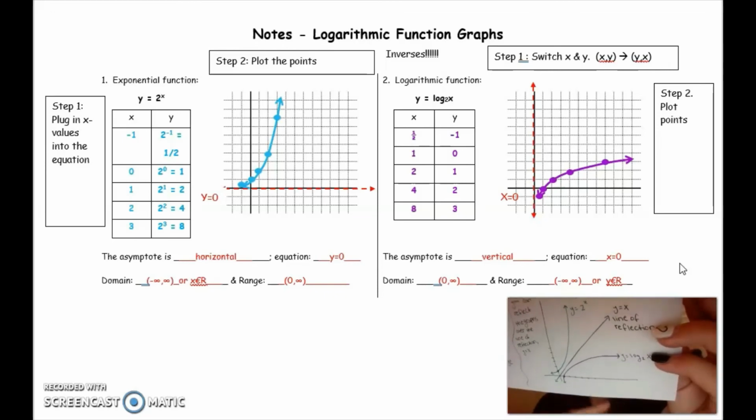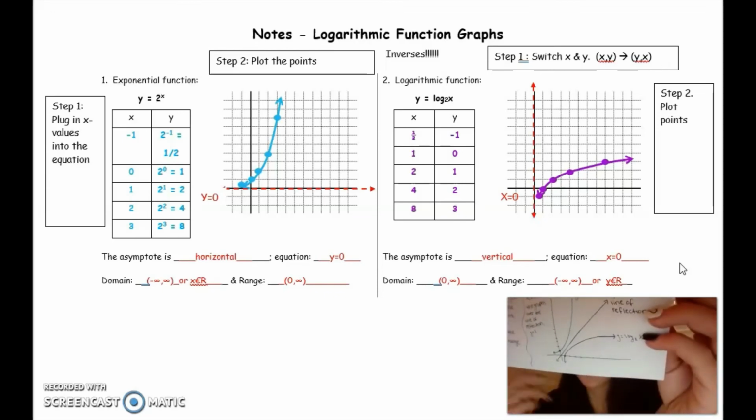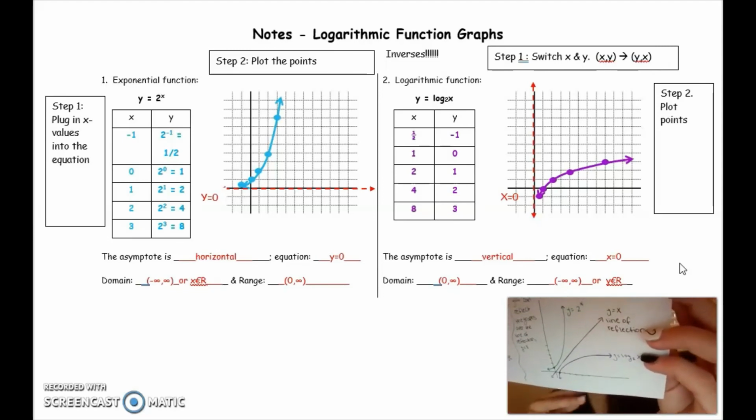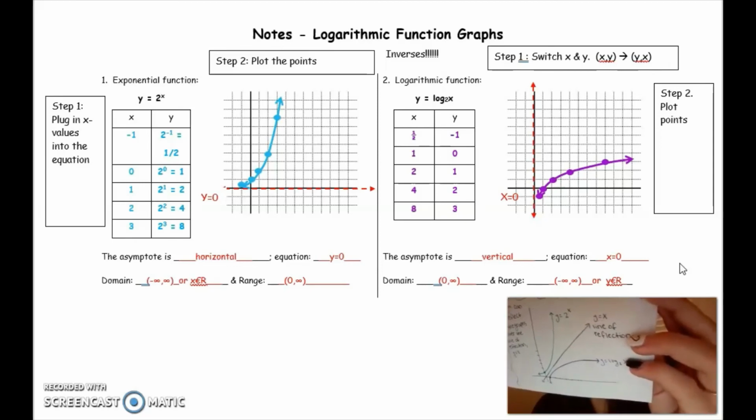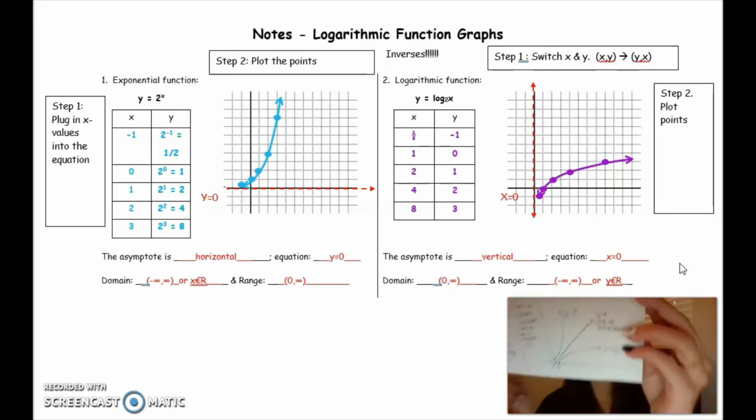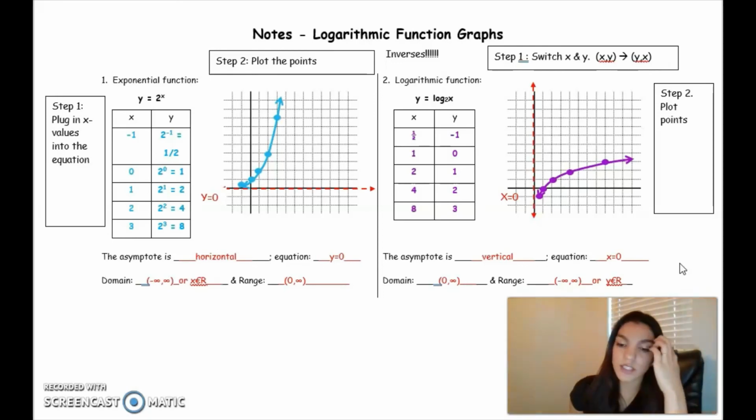So you see how they're just flipped over that line? That's all we did. When we switched x and y and we switched the domain and range and we flipped the asymptotes, that's all we did, is we reflected it over that line of y equals x. So I just wanted to mention that to you guys.